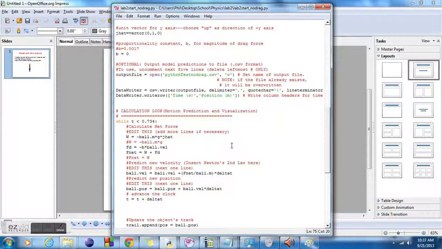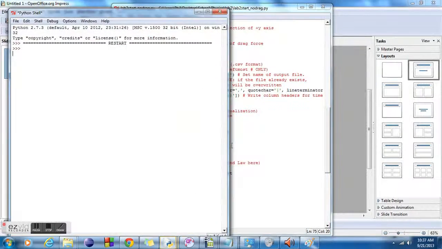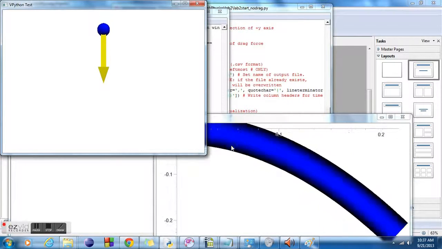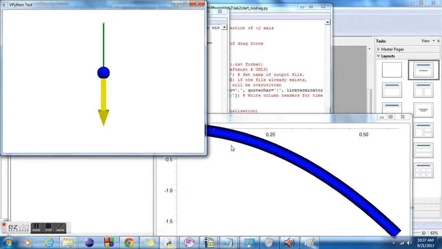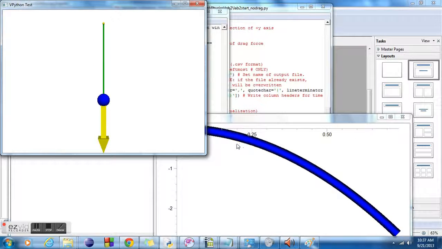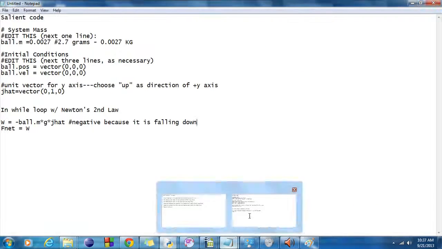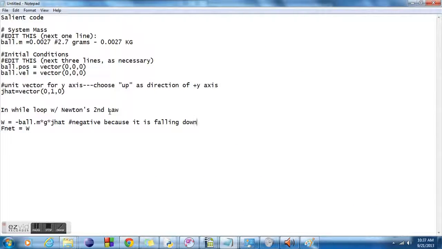Let's move on to the computational model composed for the experiment that does not include drag force. Pretending that my ping pong ball was a super dense 2.7 grams, I edited Python code to model the case that the ball was subject only to the gravitational field of the Earth and subject to no other forces. I inserted the following conditions into the code. I had a system mass put into kilograms, I had a ball position of 0 and a ball velocity of 0, and I used a vector for the y-axis.